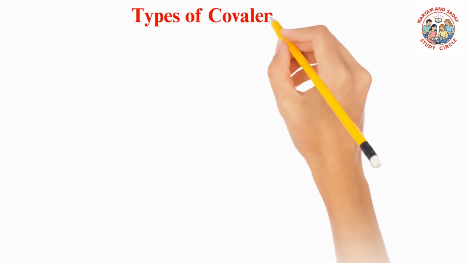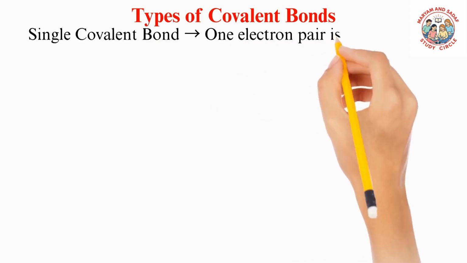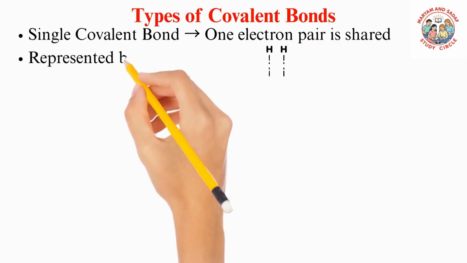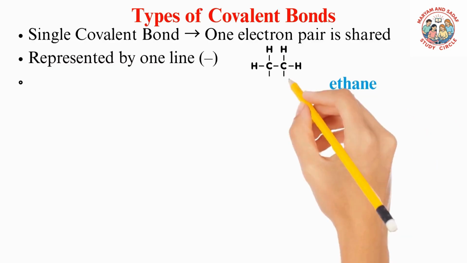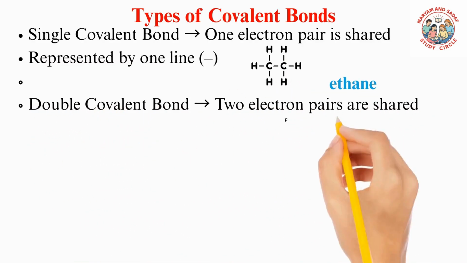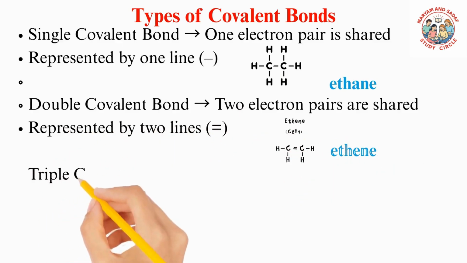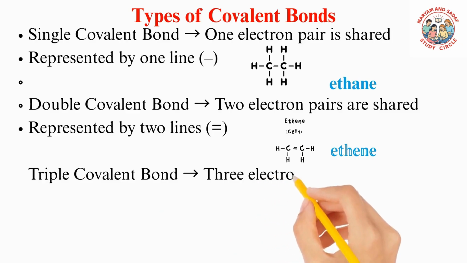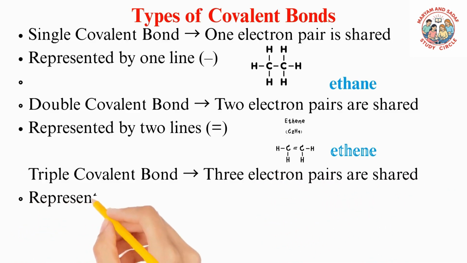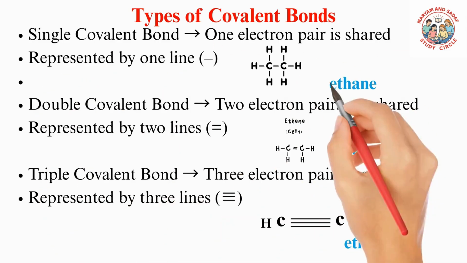Types of covalent bonds. In a single covalent bond, one electron pair is shared, represented by one line. Example, ethane. In a double covalent bond, two electron pairs are shared, represented by two lines. Example, ethene. In a triple covalent bond, three electron pairs are shared, represented by three lines. Example, ethyne.